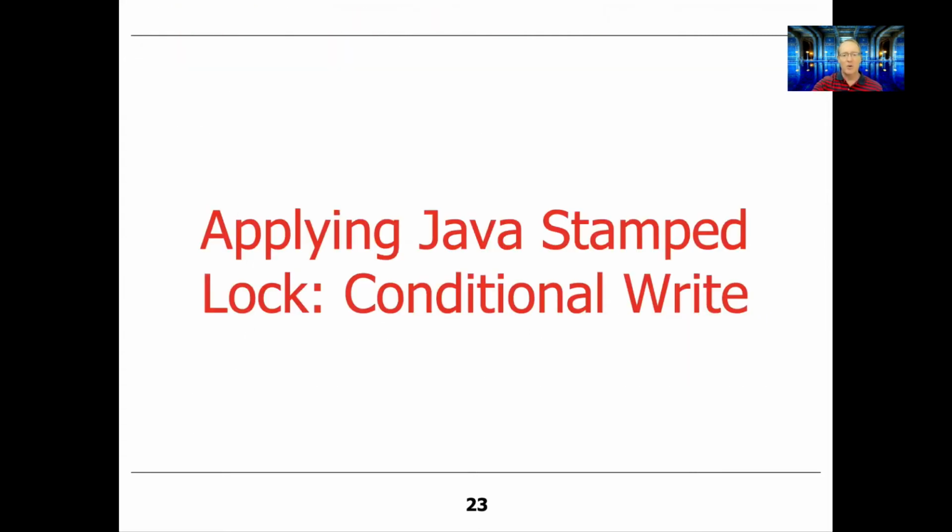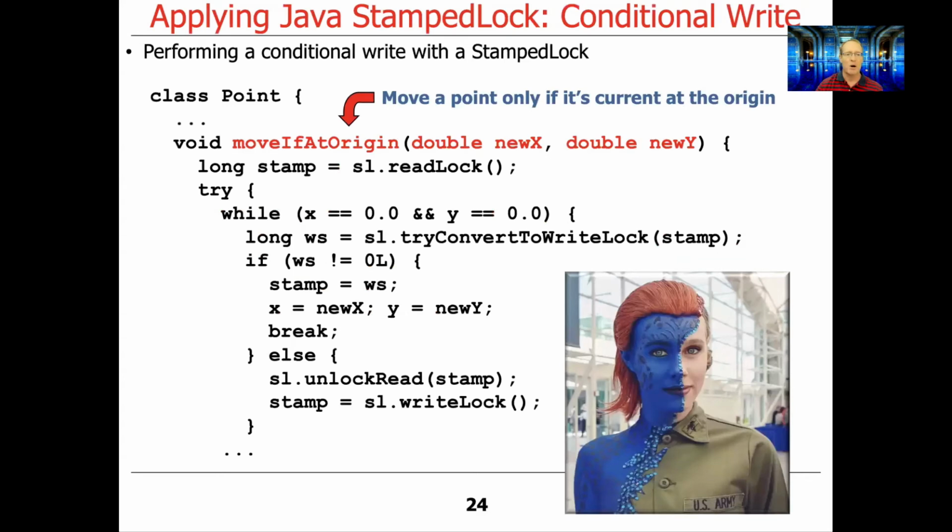And then the final mode we're going to look at is the so-called conditional write mode. And this is going to be an interesting method called moveIfAtOrigin. So we're going to give it new X and Y coordinates, but we're only going to move if we're at a condition where the current value of X and Y are 0.